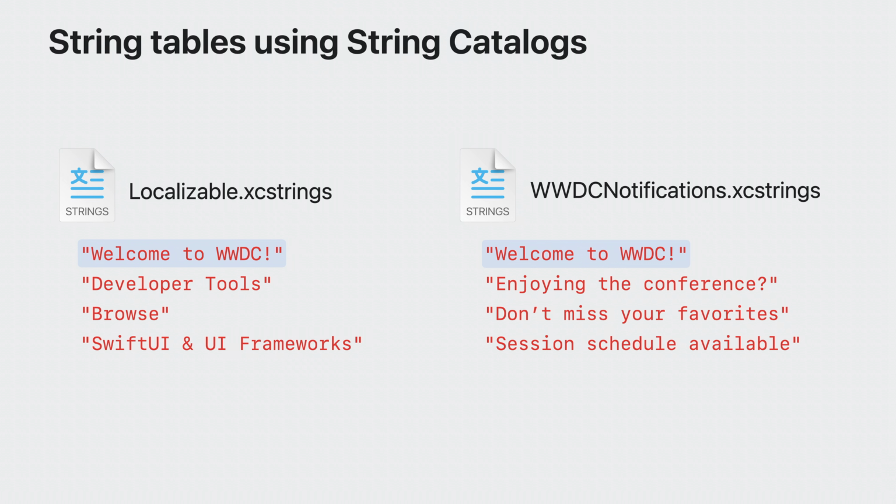For example, the Welcome to WWDC string is present in both files here, since it might be displayed in different contexts within the app. As Marina previously mentioned, Xcode 15 will automatically populate your string catalogs and make a best effort to keep them in sync with localizable strings found in your project. But where does Xcode find these localizable strings?